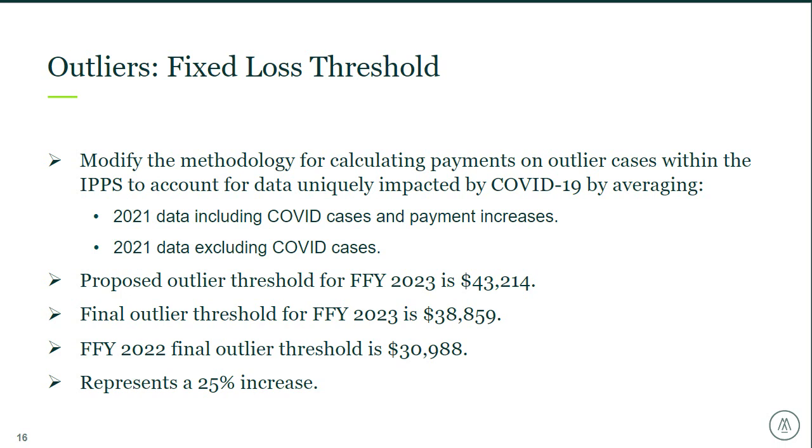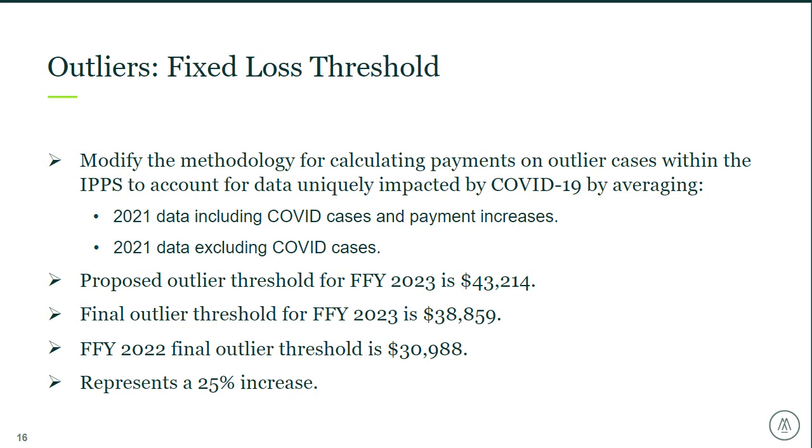The proposed rule discussed continuing to use data that was pre-public health emergency. The final rule modified that, and so the threshold is being computed using 2021 data that includes and excludes COVID cases, and then that data is averaged together.